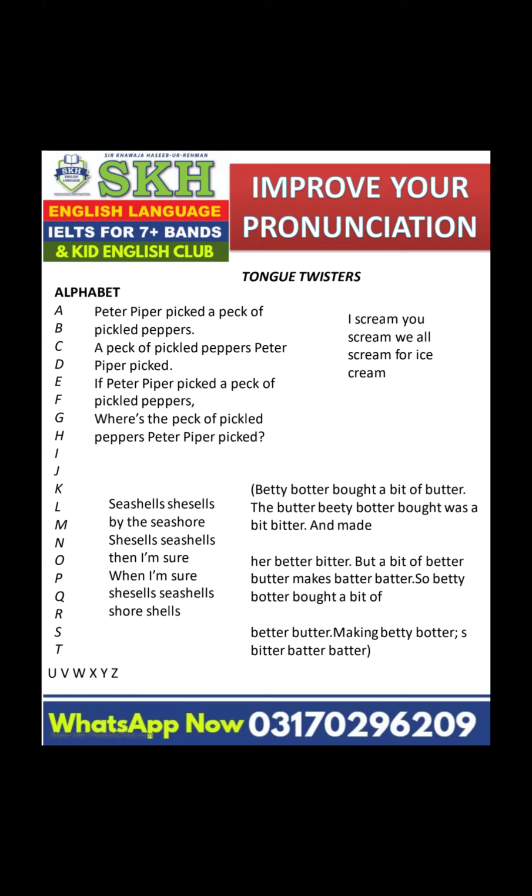Berry Butter bought a bit of butter. The butter Berry Butter bought was bitter and made her bitter and made her better bitter. But a bit of better butter makes better batter. So Berry Butter bought a bit of better butter, making Berry Butter's bitter batter better.